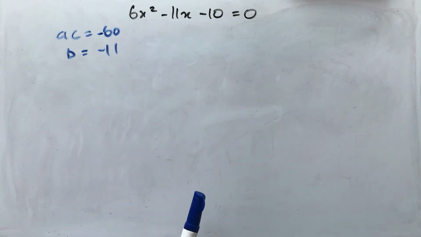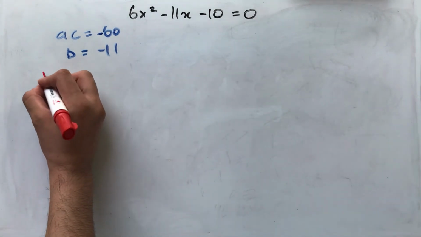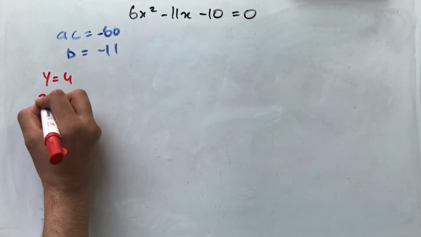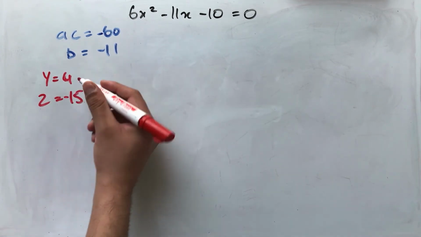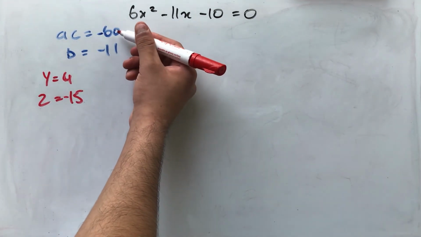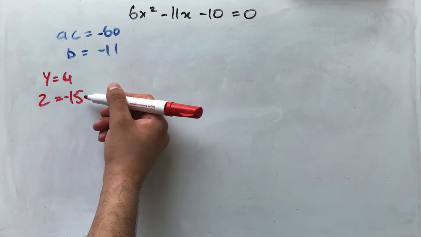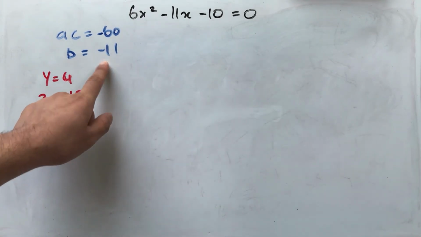Well, it's 4 and negative 15. If you do negative 15 times 4, you can say that y is equal to 4 and z is equal to negative 15. If you multiply these together, you get negative 60. And if you add them together, you get negative 11.